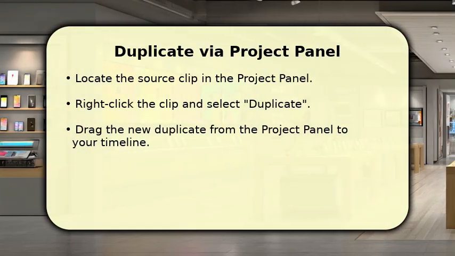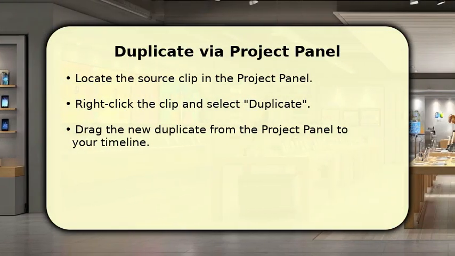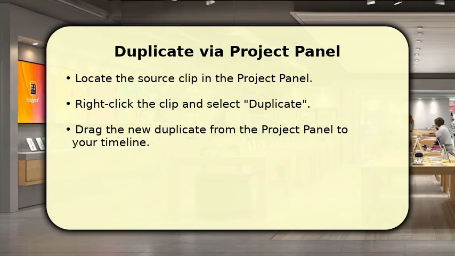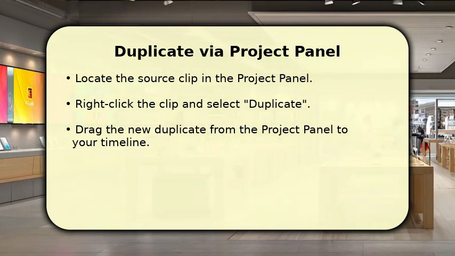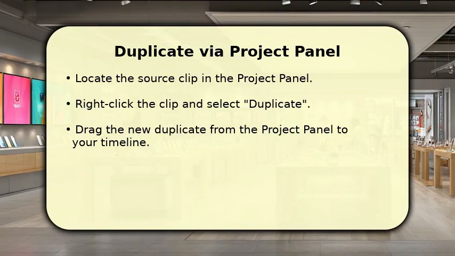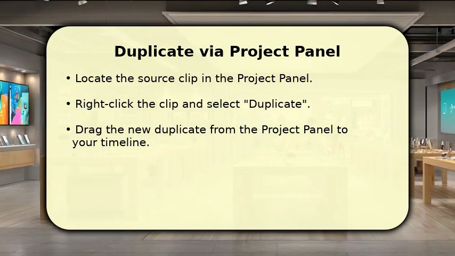For a more independent duplicate, especially if you plan extensive changes, use the Project panel. Find your original clip in the Project panel, then right-click on it. From the context menu, choose Duplicate.